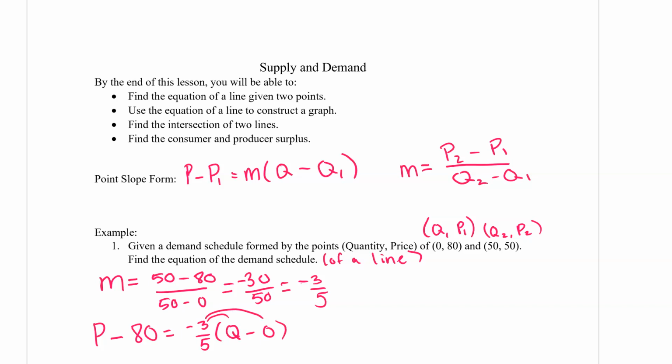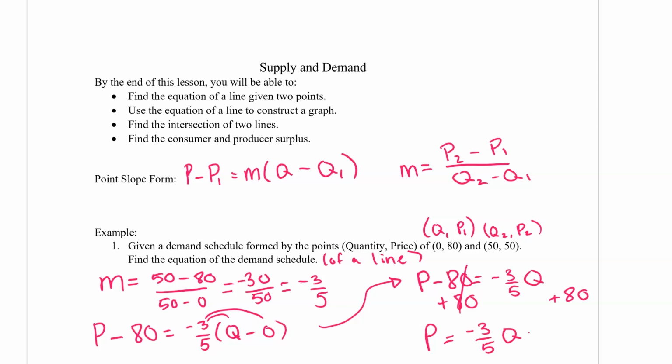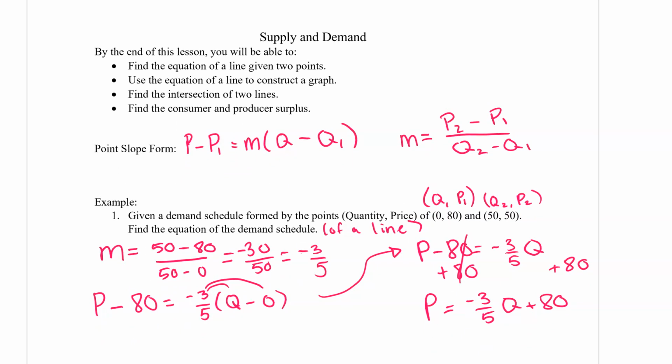If we distribute the 3/5, P minus 80 equals negative 3/5 Q. The 0 times negative 3/5 just disappears. Move the 80 to the other side. So this is going to be our demand schedule. So I'm just going to put demand here, and then QD for demand.